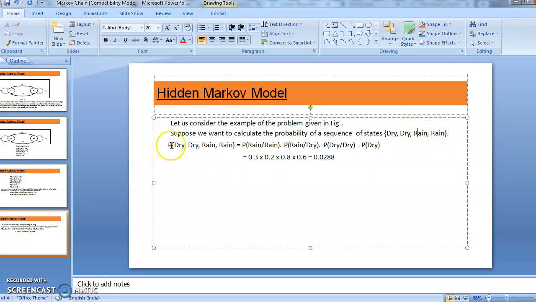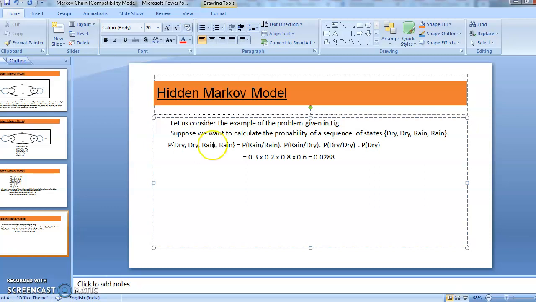So just write this formula P, that is the probability for this particular sequence, and write down in the same sequence. The first term was the probability when the state was dry, that is the initial probability. Next, the probability when state changes from dry to dry, multiplied with the probability when state changes from dry to rain, multiplied with the probability of state changes from rain to rain.